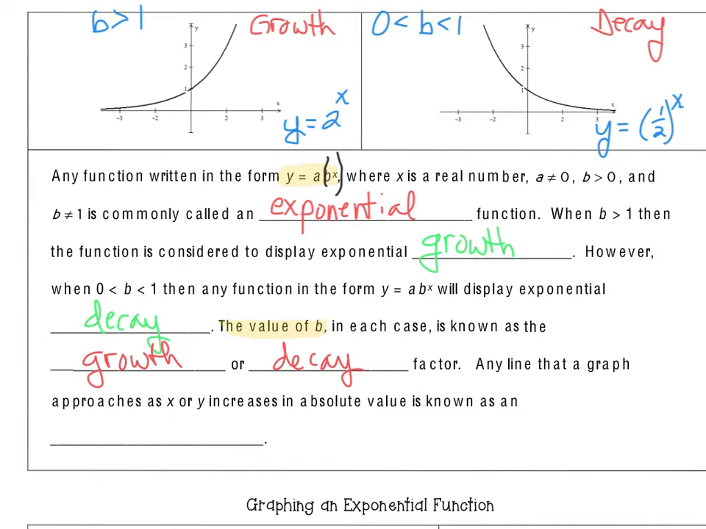There is an asymptote, and the asymptote that you don't see up here is right here. So on the parent function, the asymptote is y equals 0. There is no vertical asymptote.